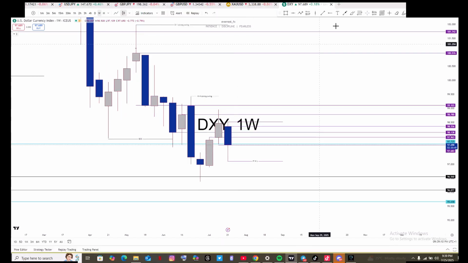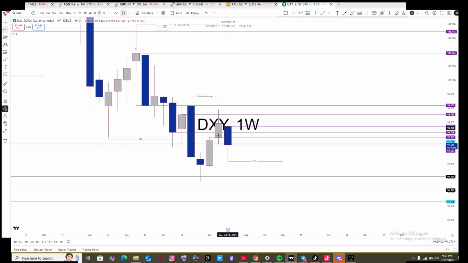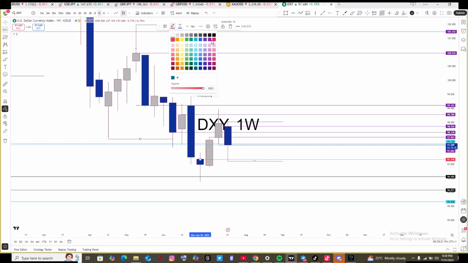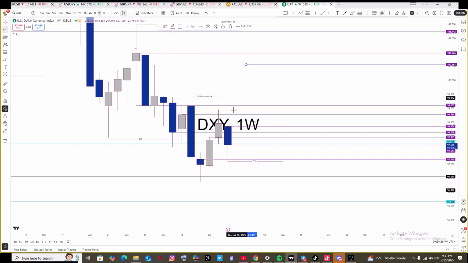And another thing I'm seeing here is this. Price is reacting from this level too. Price is reacting from this level. Let's go down to 1 day.